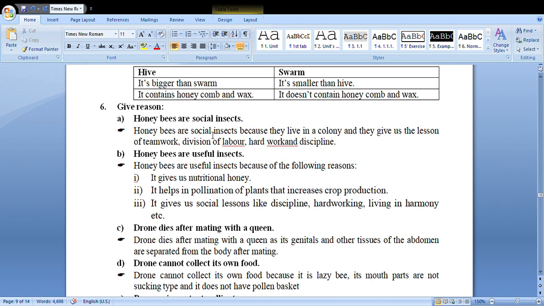Honeybees are social insects because they live in a colony. They give us the lesson of teamwork, division of labor, hard work, and discipline.